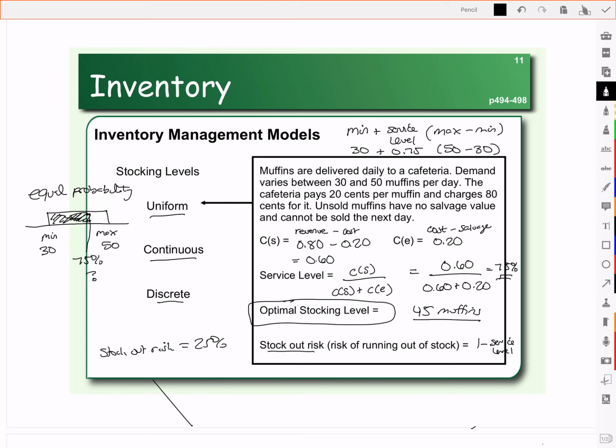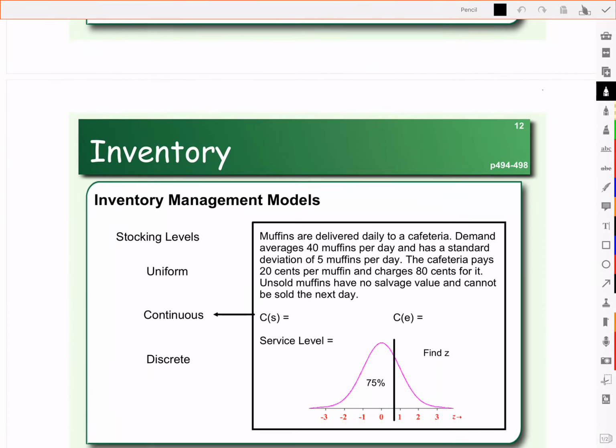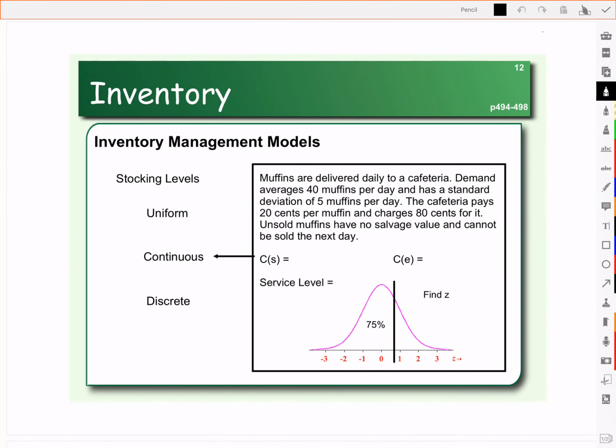Okay. Now, what if you don't have a uniform distribution? Let's take our same example, but instead of having a minimum inventory use and a maximum and some equal probability in between, in this case what we have is a central tendency. That is, we have an average.